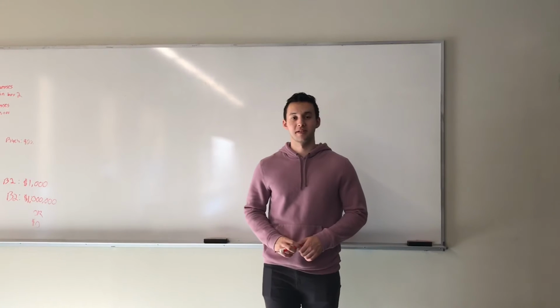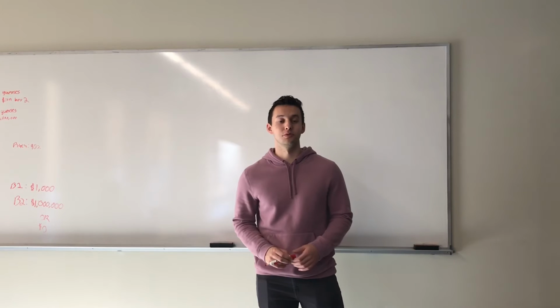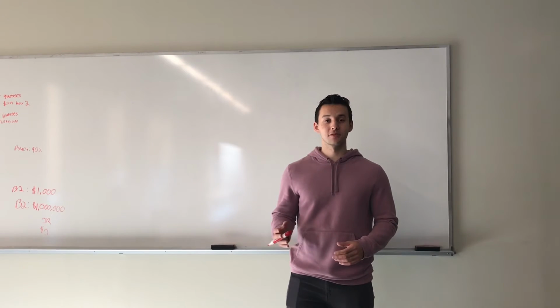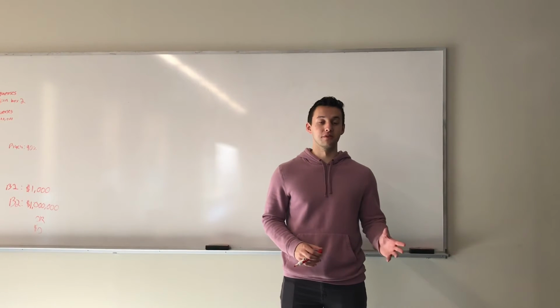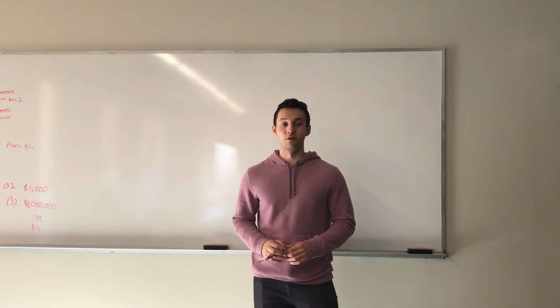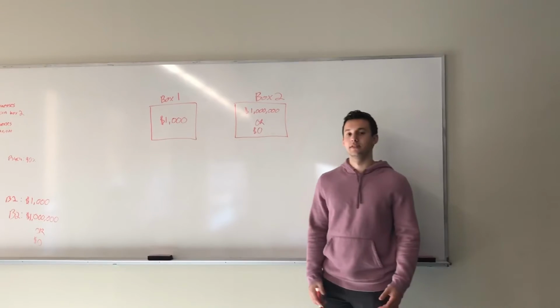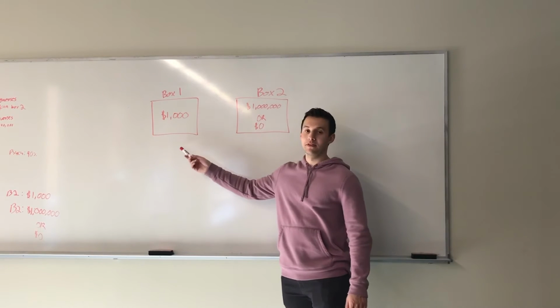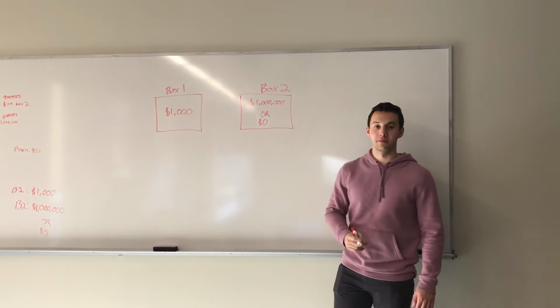Another topic in expected value is Newcomb's paradox. Newcomb's paradox involves a choice between two boxes. In box 1, you have $1,000. In box 2, you have either $0 or $1 million. But here's the thing, you can only take both boxes or take just box 2. So you have your two boxes, $1,000 in box 1 and $1 million or $0 in box 2.